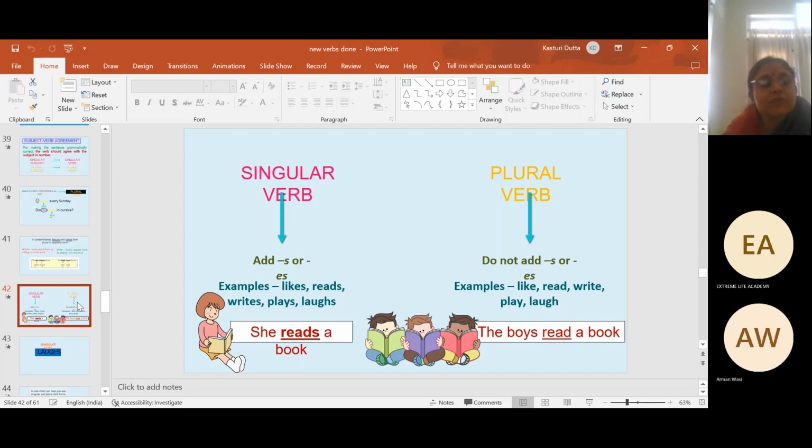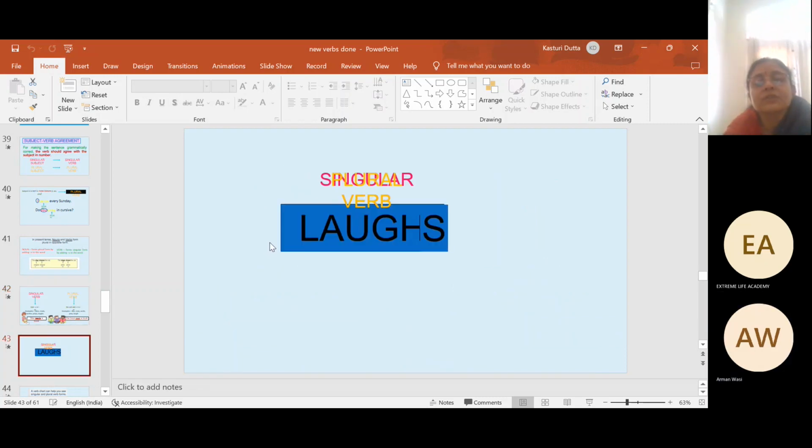I mean, you are getting confused with singular verb and plural verb. Yes, now it is clear. See, singular verb. Okay, singular verb means what? The verb is only singular, not plural.